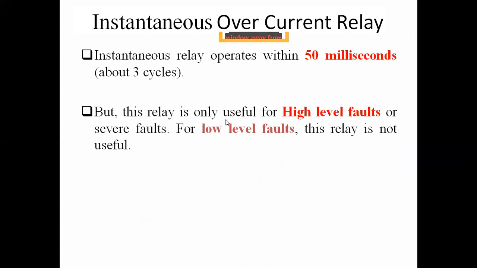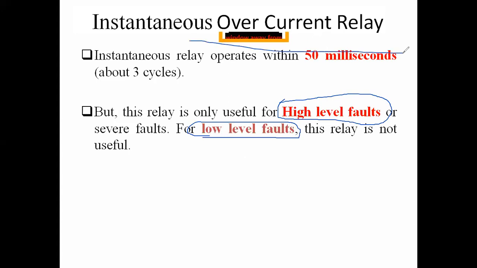But this relay is useful for high level fault. This instantaneous type of relay is generally used for high level fault. For low level fault, this relay is not useful. Suppose we have any transient fault, which can be removed after a certain time. In this case, you need not go for this instantaneous relay operation. আমার এইটা ইউজ করার দরকারই পড়বে না, the fault will be removed automatically. But if it is a high level fault, when the fault current is very high, it is useful.